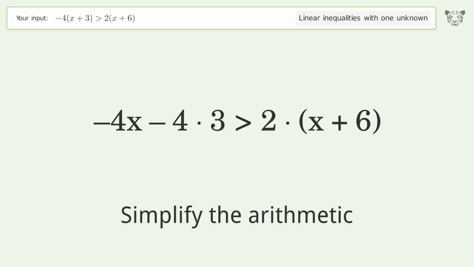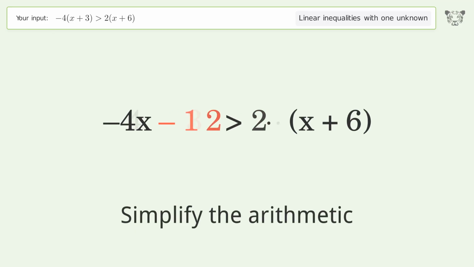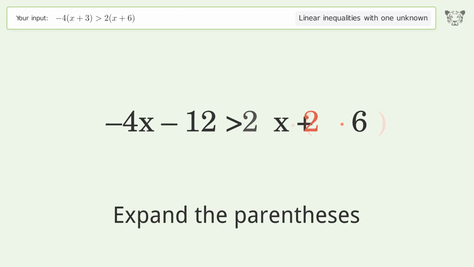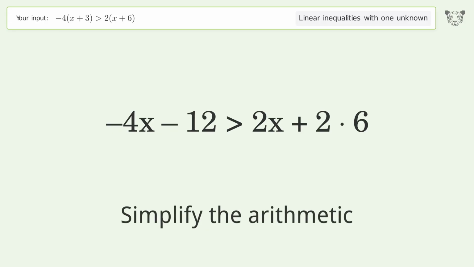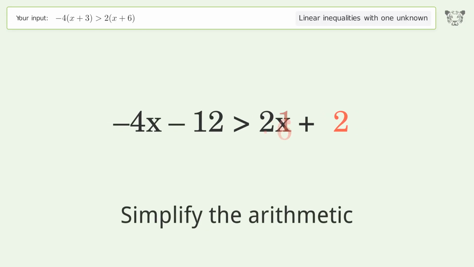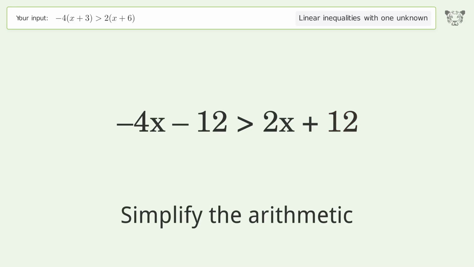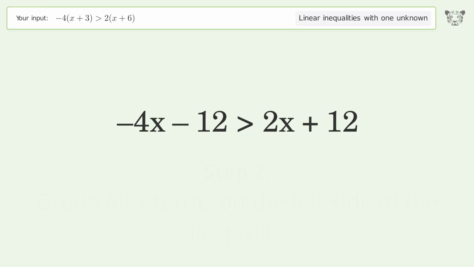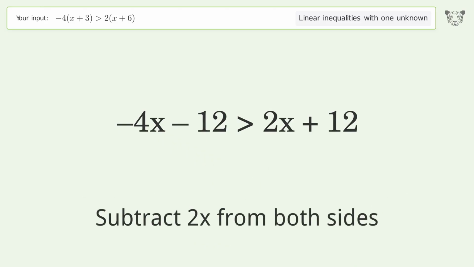Simplify the arithmetic. Expand the parentheses. Simplify the arithmetic. Group all x terms on the left side of the inequality. Subtract 2x from both sides.